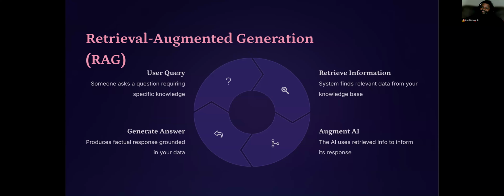But anyway, retrieval augmented generation, right? So essentially, let's say someone asks a question requiring specific knowledge. They don't just ask what's 2 plus 2. They ask something where you need to know something about the business to be able to answer the question. ChatGPT can answer questions in general, and you can give it documents to read, which is kind of what we're talking about here.